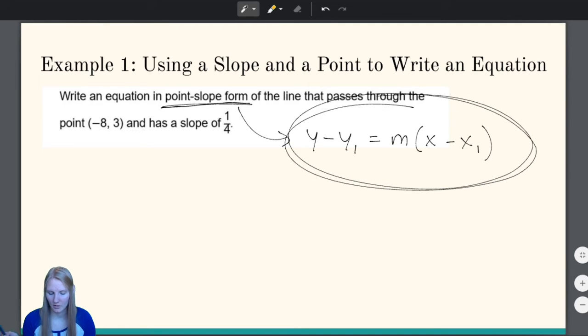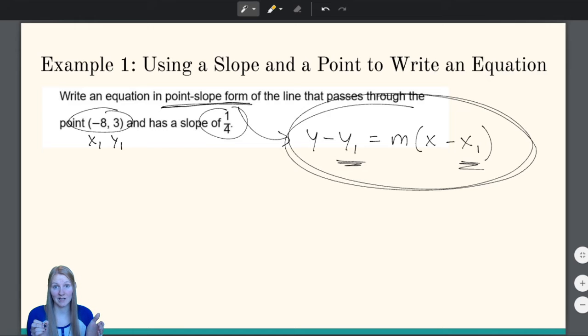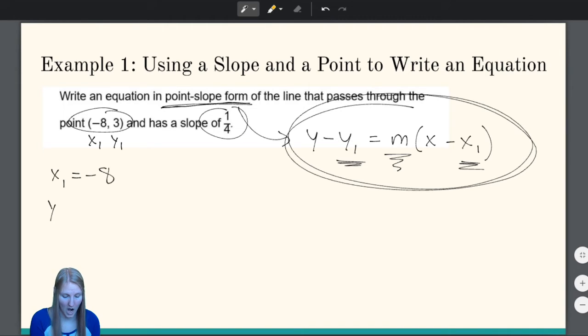Okay, alrighty. Now, I have a point. This point is x1, y1. So that's where x1 and y1 come from. They come from the point that the problem gives us. And my slope is 1/4. So I can use this point and this slope to gather the information I need. x1 is -8. y1 is 3. And the slope, or m, is 1/4.